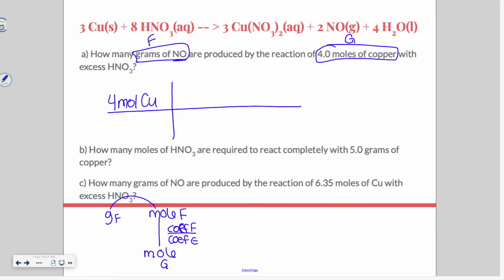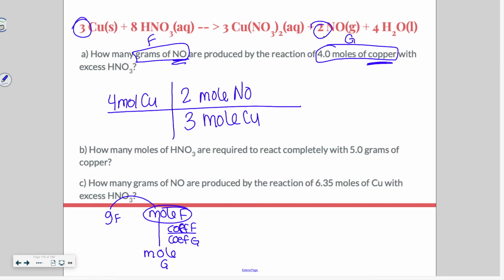Coefficients of find over given. So what do they want me to find? NO. And what did they give me? Copper, Cu. Let's find those in our equation. Where's NO? 2. So I've got 2 moles of NO, and where's copper? 3 moles of copper. That takes me to right here. I'm at moles of F. Am I done? No. I need to get to grams.